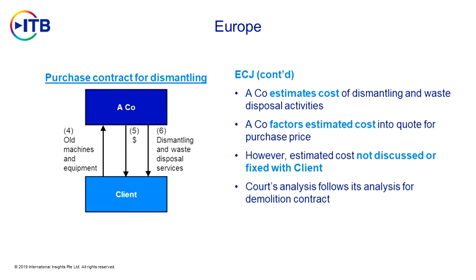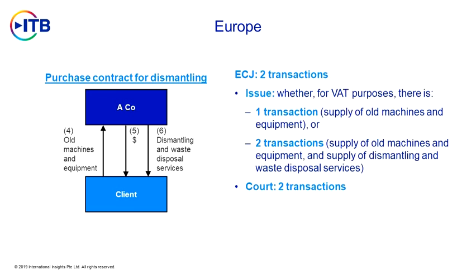And I might say that the court's analysis of this second type of contract essentially follows its analysis of the first type. And so the court was faced by the same issue as for the first type of contract. For VAT purposes, is there only one transaction, supply of old machines and equipment, or instead two transactions, supply of old machines and equipment, and supply of dismantling and waste disposal services.